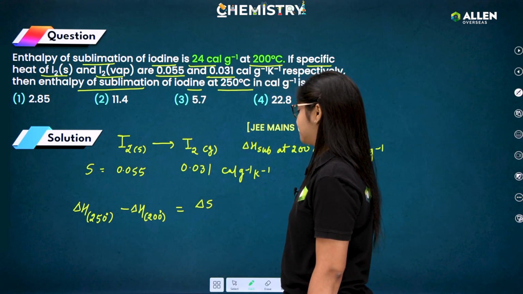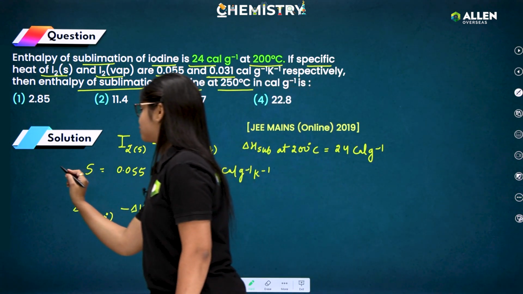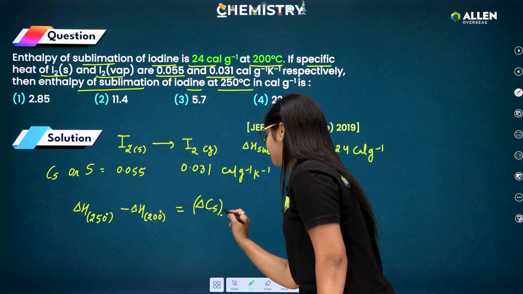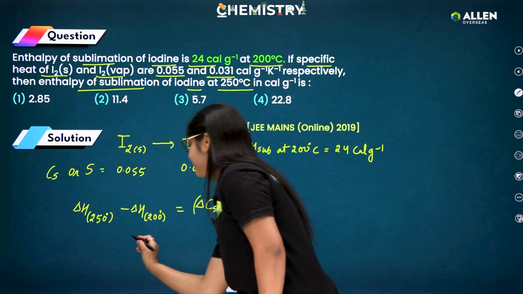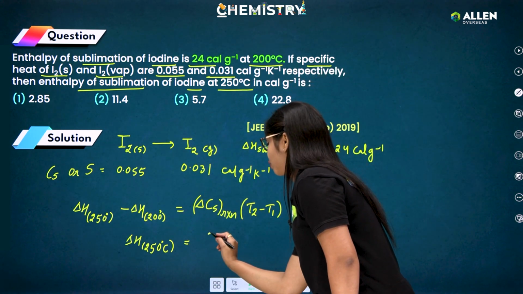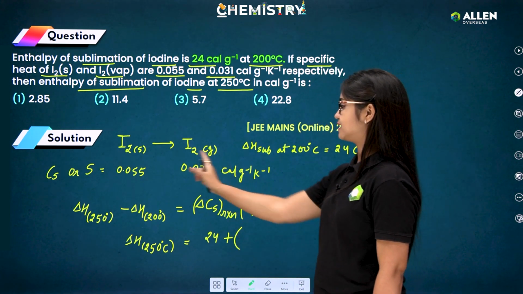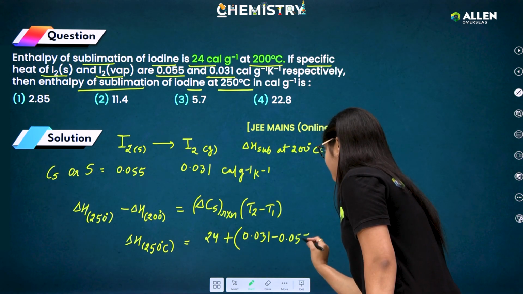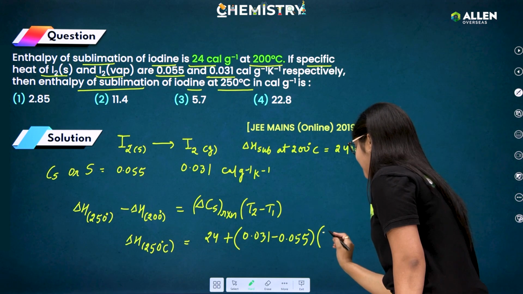Here specific heat is given, so we can write delta Cs for the reaction. Specific heat can be written as Cs, so you don't get confused with entropy. And this will be multiplied by T2 minus T1. So delta H at 250 degrees Celsius will be equal to delta H at 200 degrees Celsius, that is 24 calorie per gram, plus delta Cs of reaction, which is the heat capacity of product minus reactant. The product is 0.031 minus 0.055, and T2 minus T1, the change in temperature, is 250 minus 200, so 50.